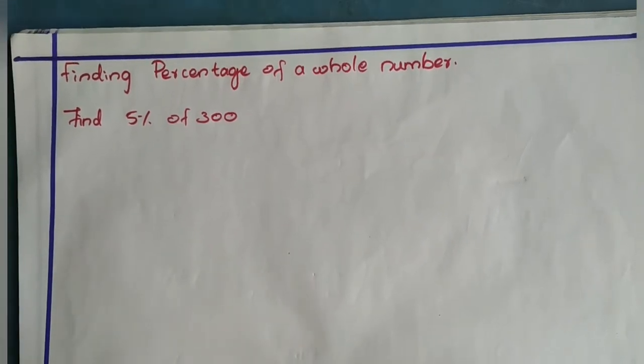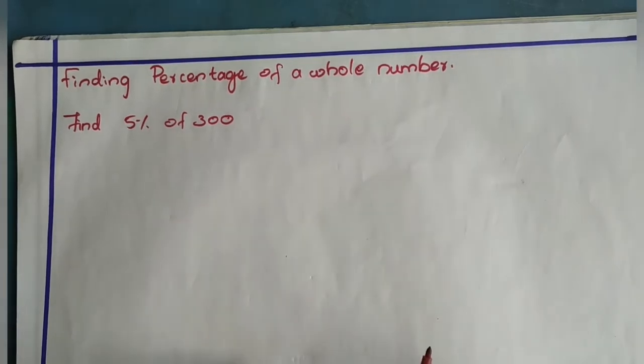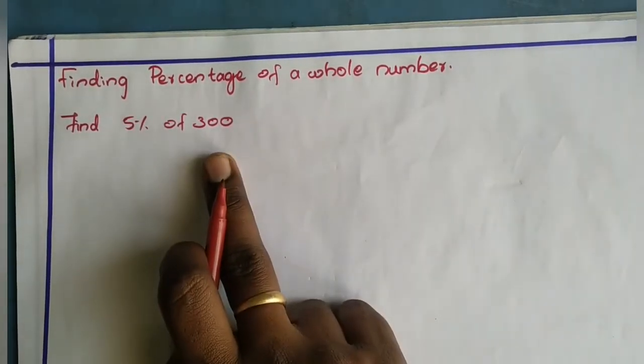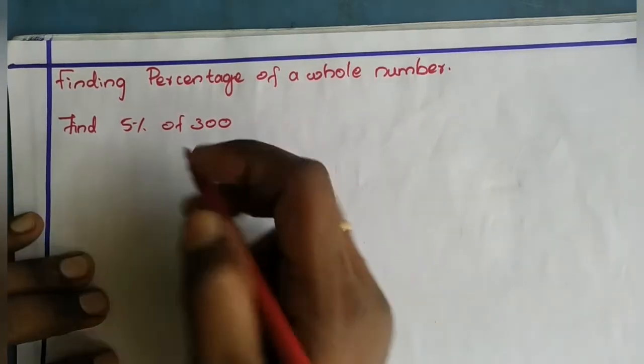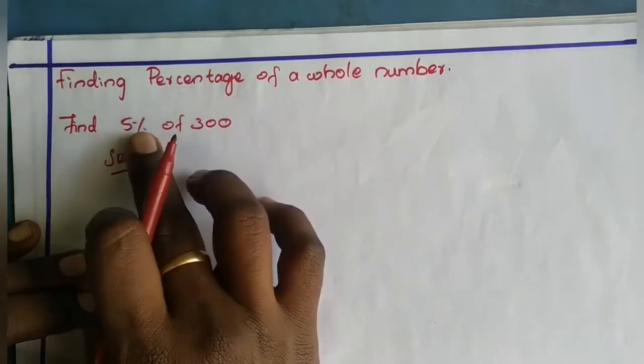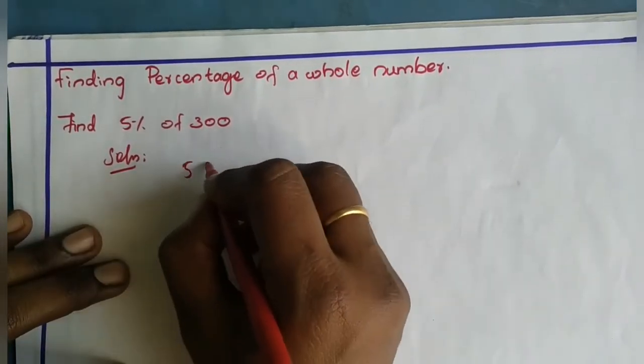Here is our next heading: finding percentage of a whole number. Let's see the very first example. Find 5% of 300. Let's move on to the solution. We are going to find 5% of 300. Let the question stay as it is.